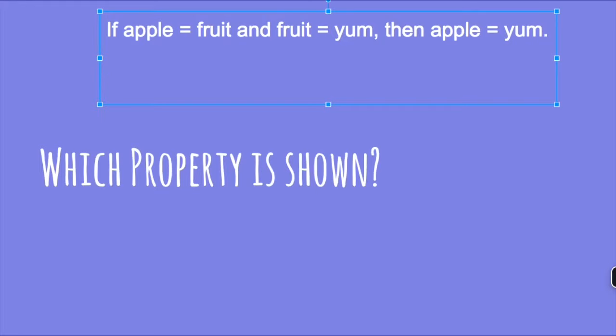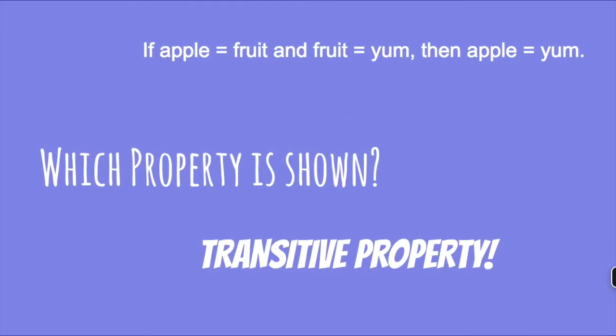Then we'll come to our answer, and the answer is the transitive property. The transitive property said if A equals B and B equals C, then A equals C. So since apple is fruit and fruit is yum, apple is also yum.